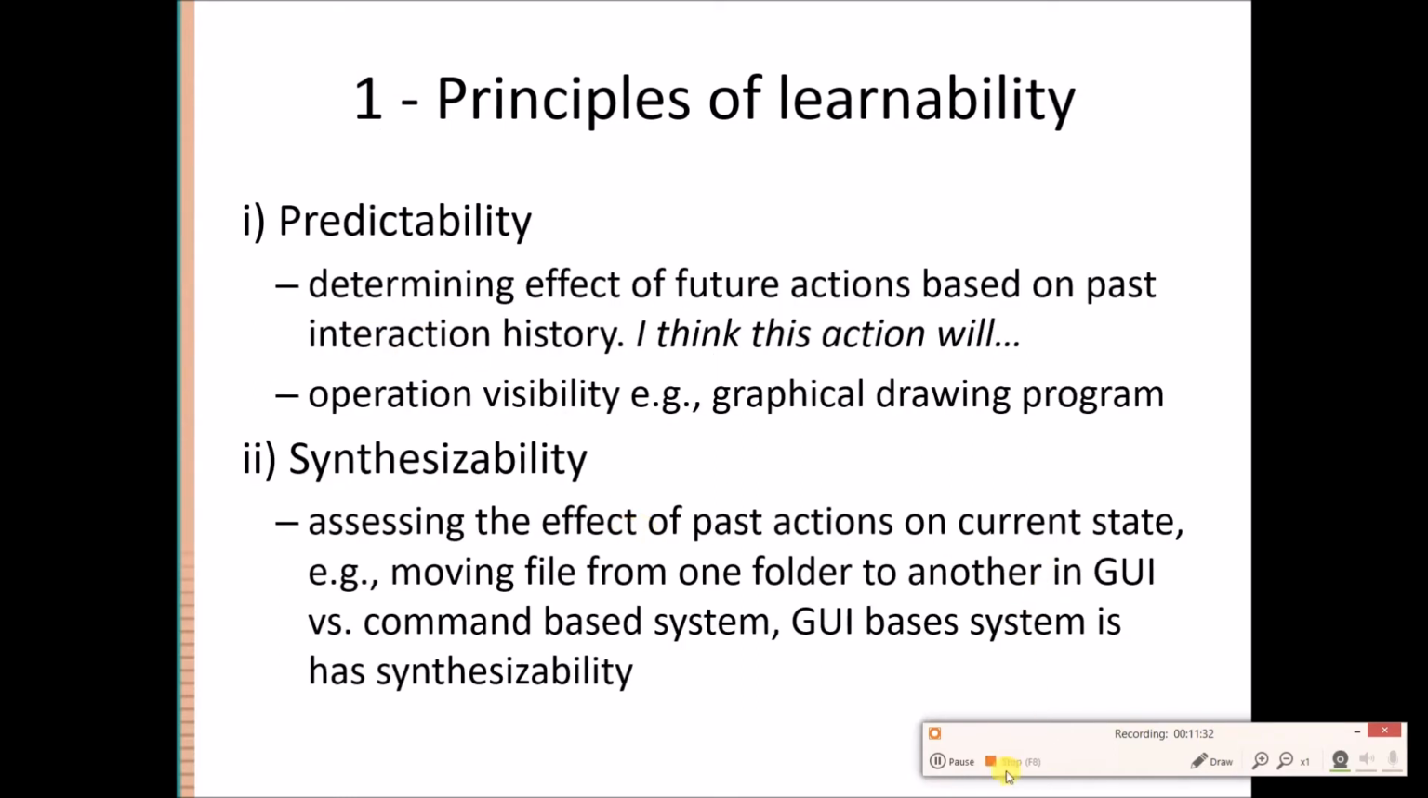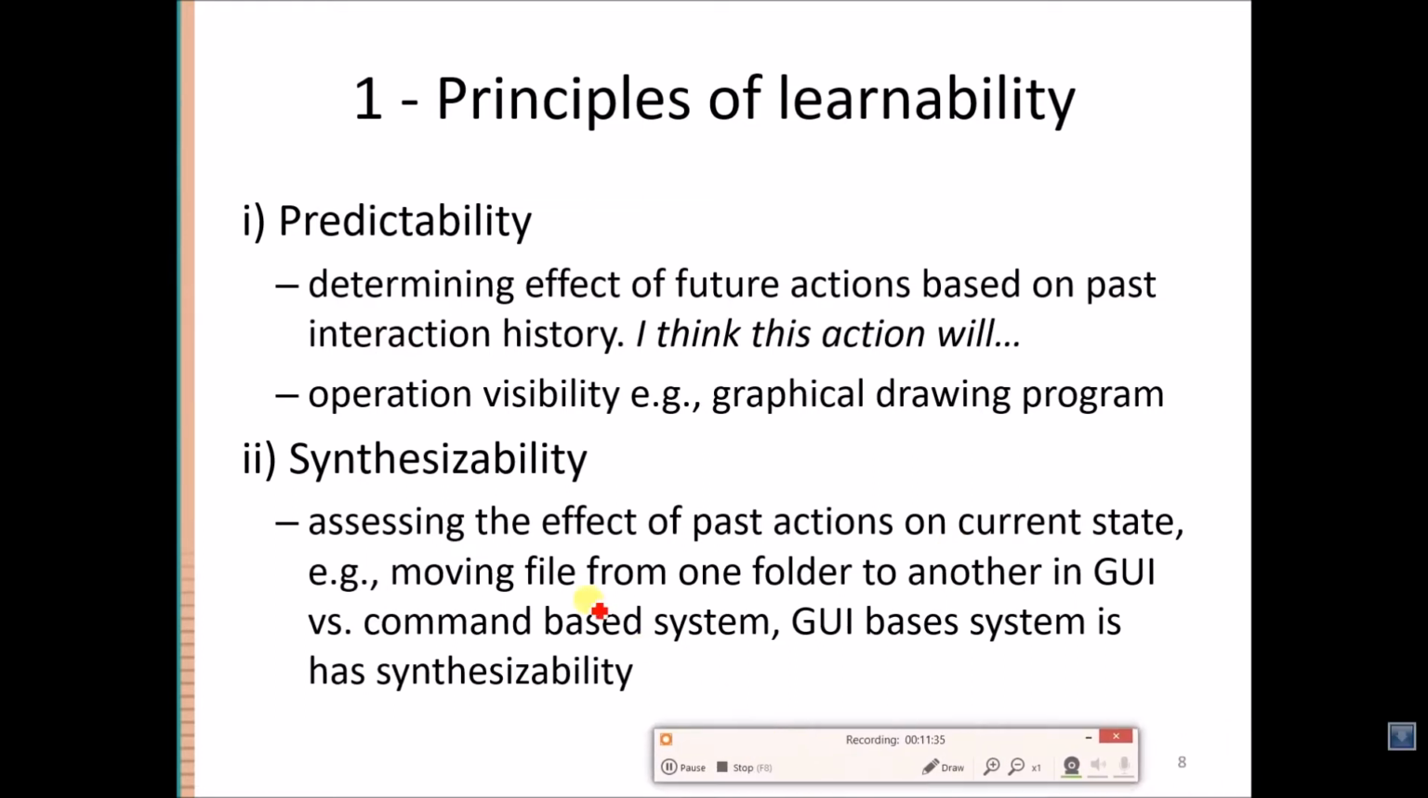The first one is predictability. What is predictability? Determining the effect of future action based on past interaction history. Whatever we have done in the past and are doing at the current moment gives us some clue about what will happen in the future. So we think, I believe this action will achieve this thing. We have some kind of prediction: if I do this, I can predict what is going to happen. This is called predictability.